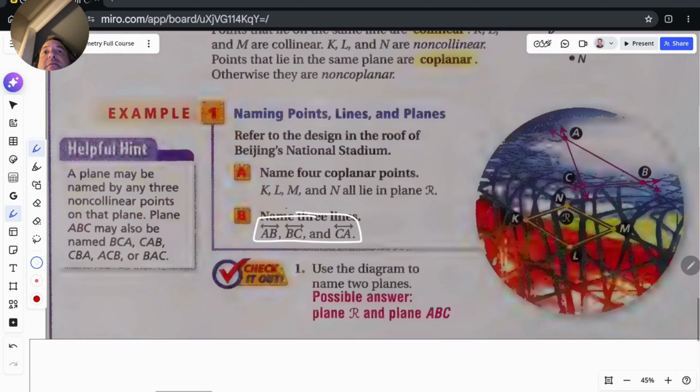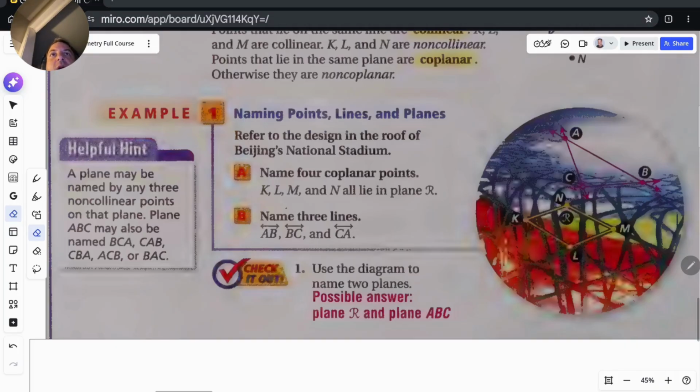Now you may be thinking, could we write this as line BA instead of line AB? And yes, absolutely, that's the same line. We can name it either way. All right, let's take a look at the check it out. Use the diagram to name 2 planes. So if we look at the picture here and find 2 flat surfaces, one is the flat region with K, L, M, N, that's plane R, right? And the other can be named by any of the points A, B, C, like plane ABC.